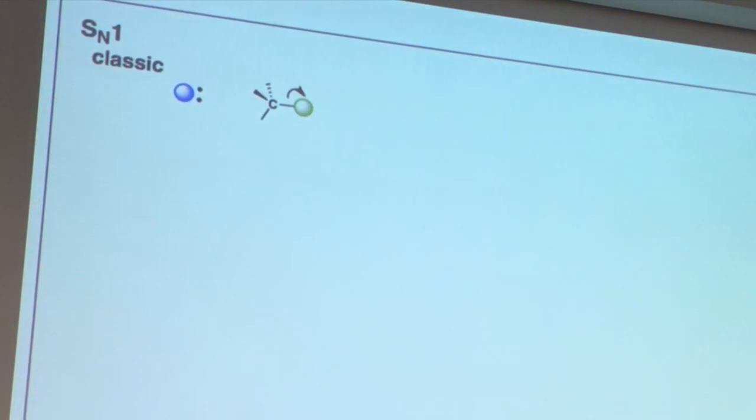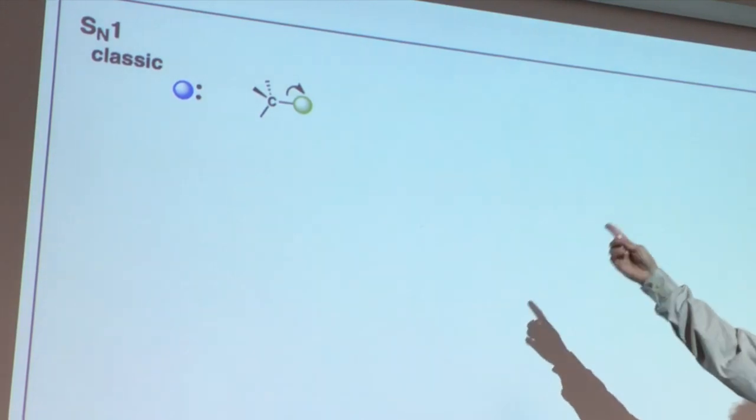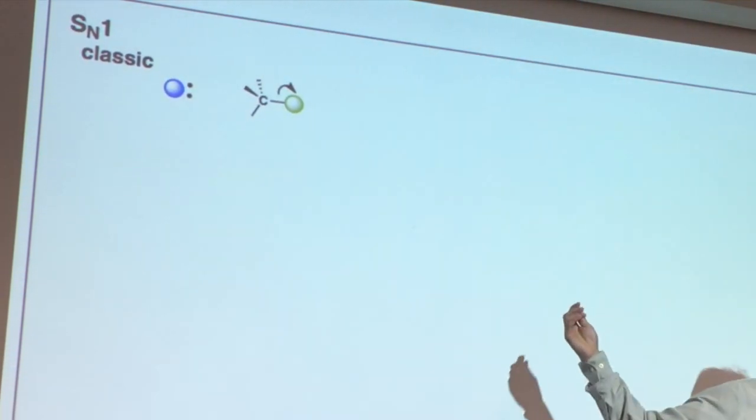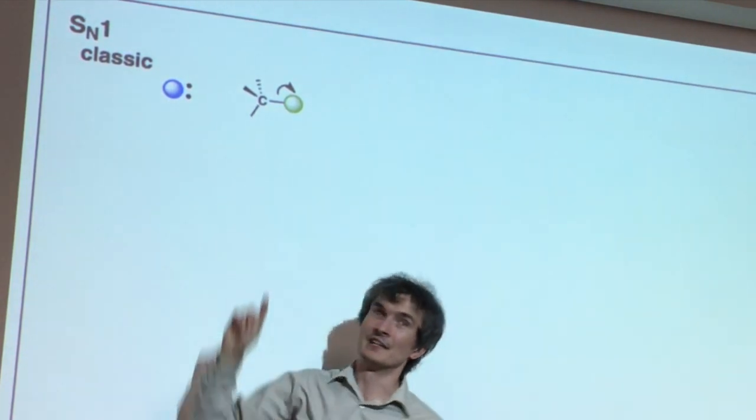That's SN1. SN1 is easier because it's a very rare process. Look what happened. What's different? It looks the same as SN2, doesn't it? But what's different about it? The leaving group leaves first. See how the nucleophile doesn't attack it.